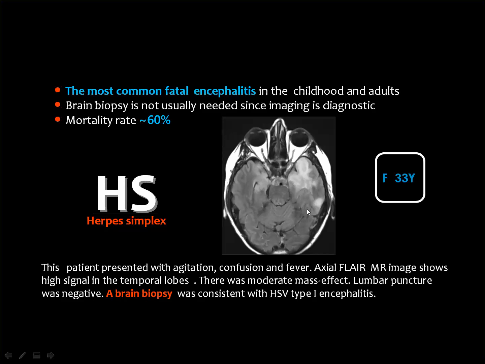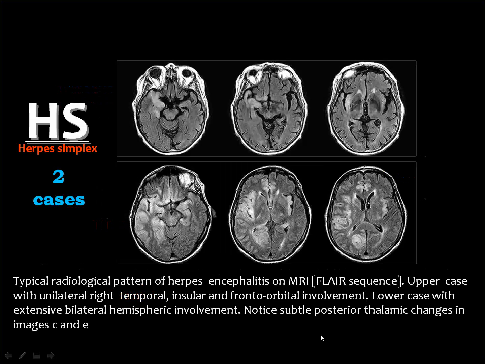But with herpes, the literature says that you do not need one, because the lesion is characteristically located in the temporal lobes. And this lesion may be unilateral or bilateral, may be symmetric or asymmetric. It appears as low signal in the T1, high signal in the T2 and the FLAIR. If you inject contrast material, it will not enhance. If you have the diffusion weighted images, it will produce diffusion restriction. These are two cases of herpes encephalitis.